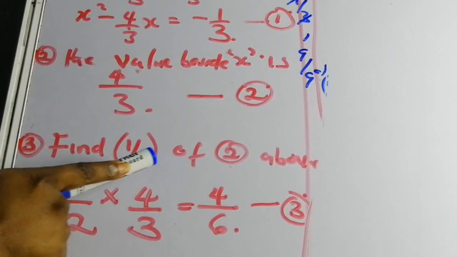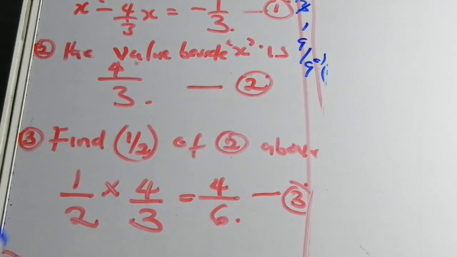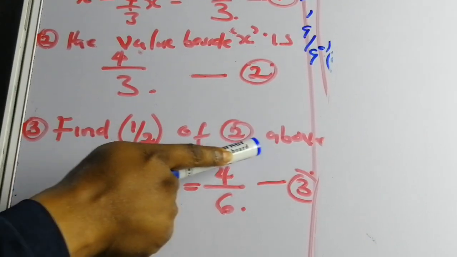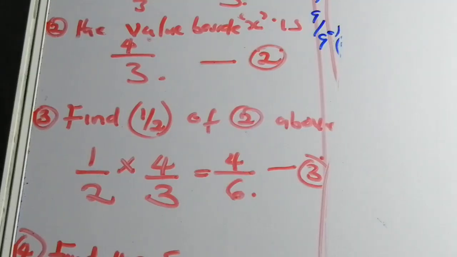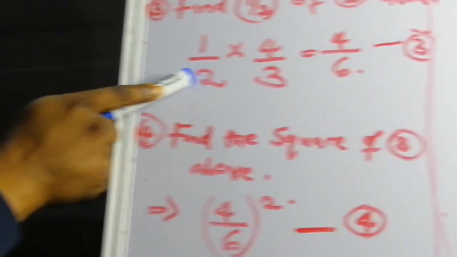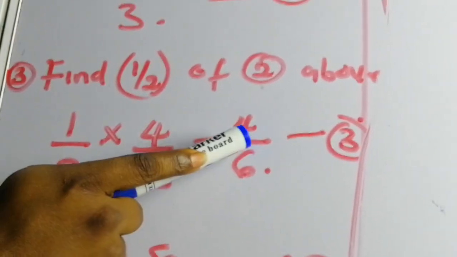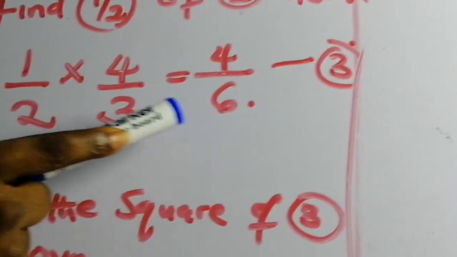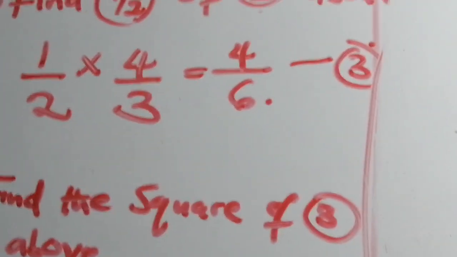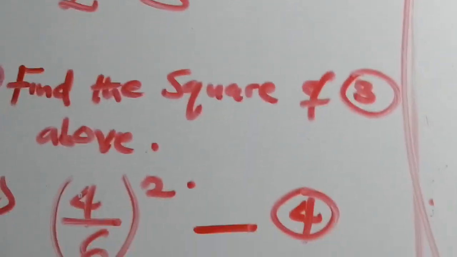Find half of equation 2 above. It means half of this equation 2 above is 1 over 2 times 4 over 3. So 4 times 1 is 4. 3 times 2 is 6. Okay? Now, step 4.